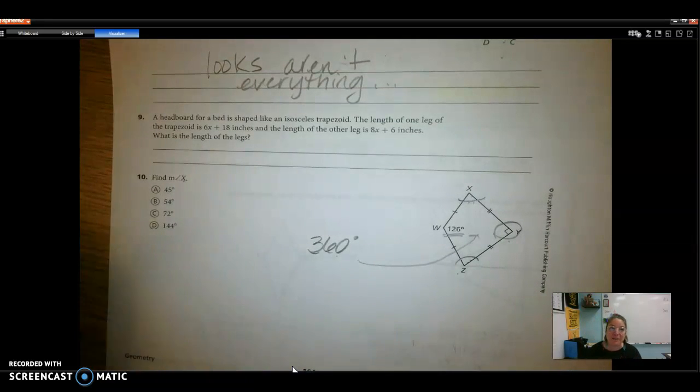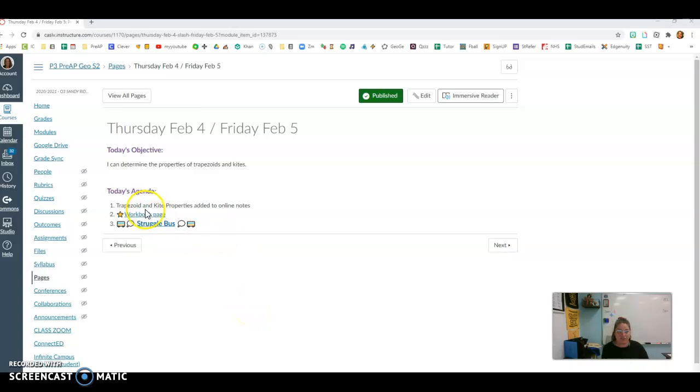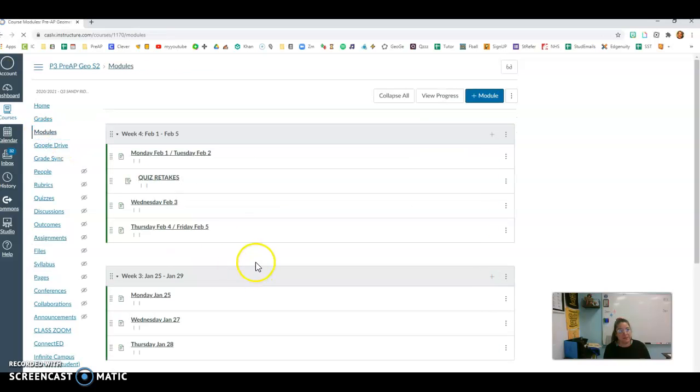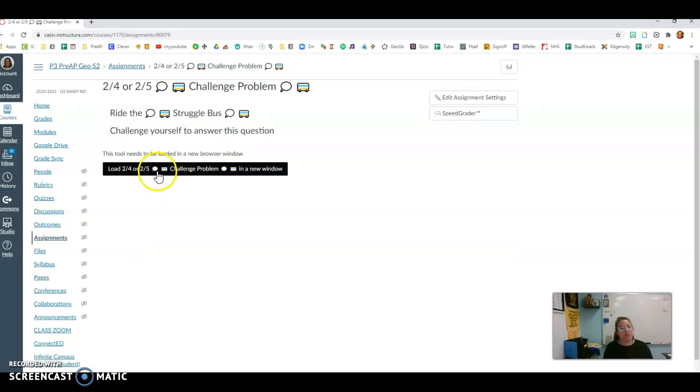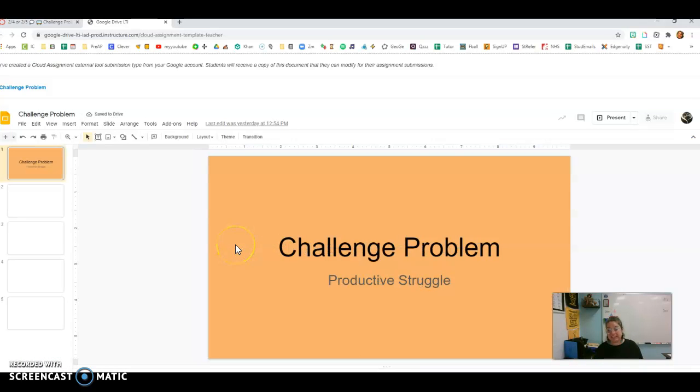All right, let's go talk about that struggle bus. All right, so if you go back into Canvas, where it says workbook page, you're going to take a picture of page 163 and 164, and you're going to submit it here. If we go back into modules and you take a look where it says struggle bus, if you click on that, you're going to load this into a new window. And then I want you to try this challenge problem. Now listen, this is not going to be graded on accuracy. It's only graded on effort. And so I just want you to try.